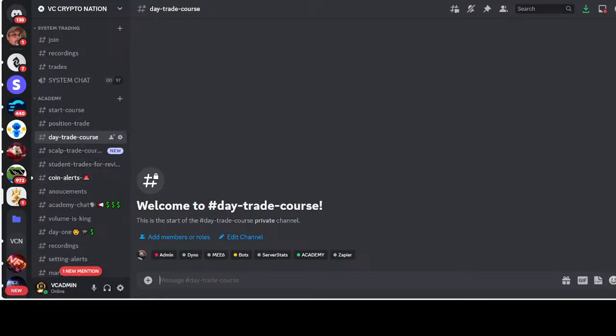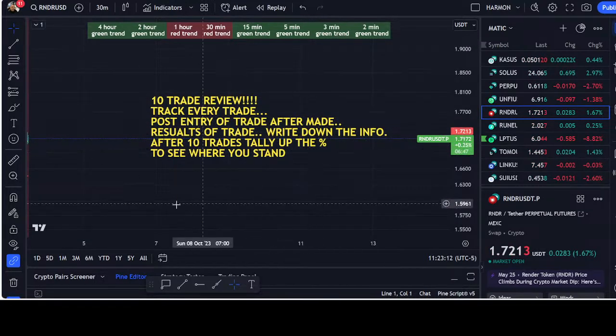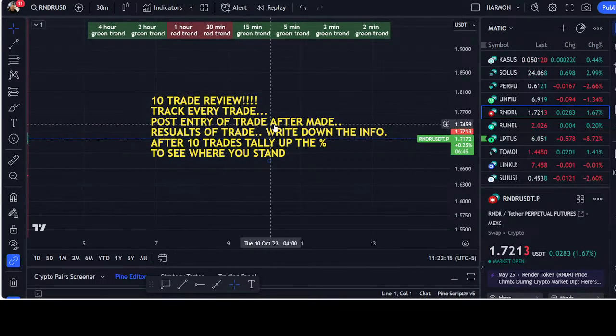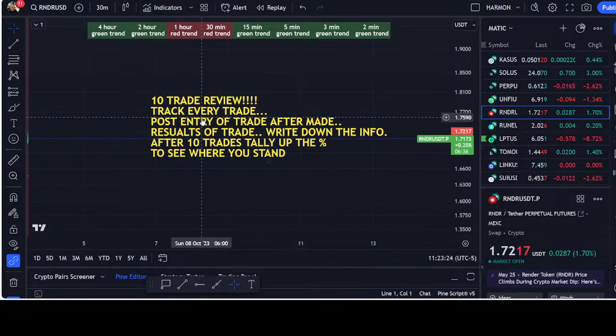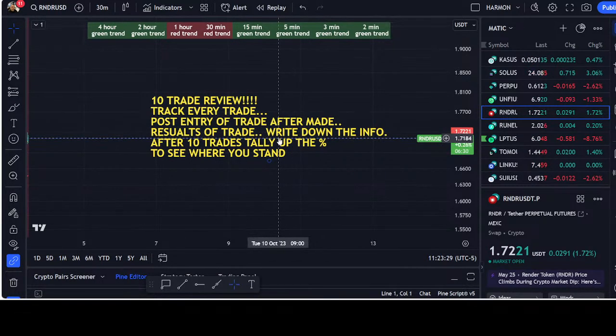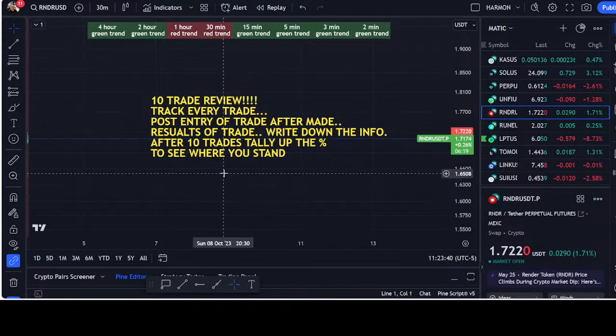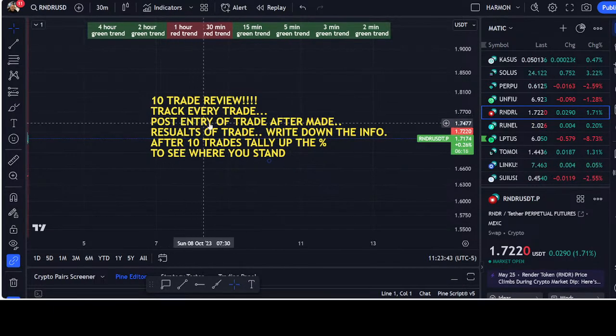Once you have that all set up, then you're posting your reviews, right? So after you post your entry of your trade, after it was made, you post your entry inside the student trades for review. Okay, once that is done, you can finish your trade, and then after your trade, get yourself a little notebook, a piece of paper or a book. You need to write down, or use a note on your computer. Write note right here. Get yourself a note. You can see here we have all types of things. Get yourself a note, and what you're going to do is write down what happened in that trade. Write down the info. After 10 trades, you're going to tally up the percent to see where you stand.